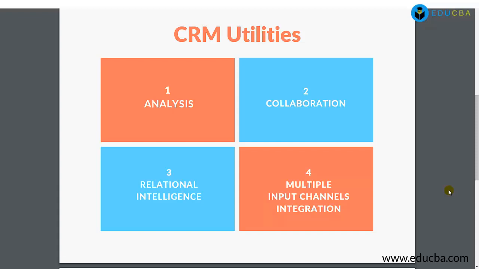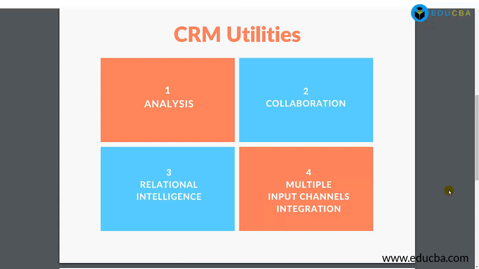So everything has to be handled by either an individual or a total team. This group of individuals can collaborate among themselves at our end, at the user end, and get the work done. So this is for collaboration. Another major utility of CRM is groups being able to collaborate with each other, a group of people.